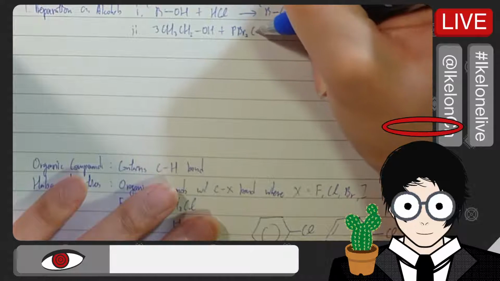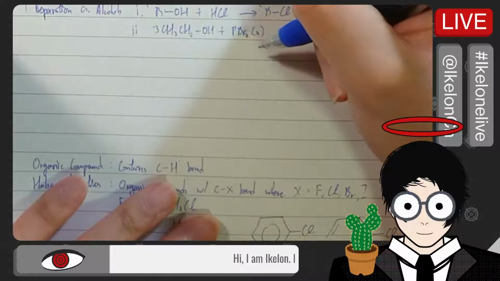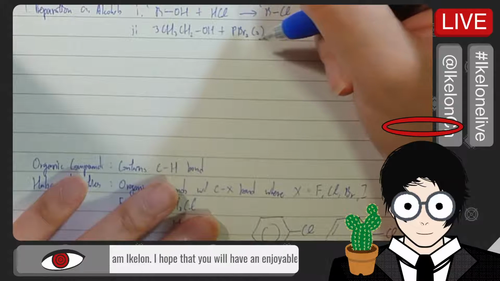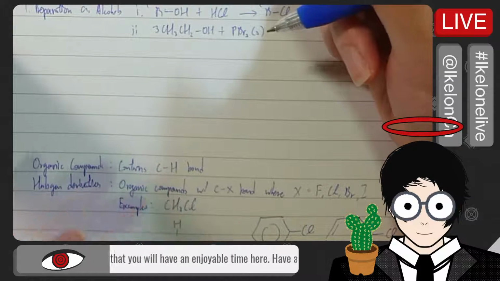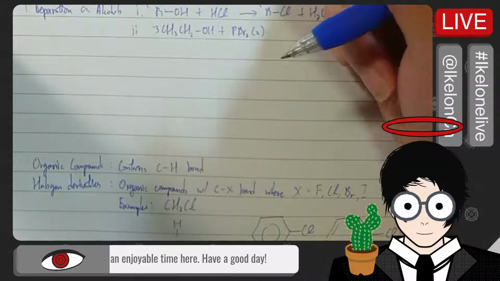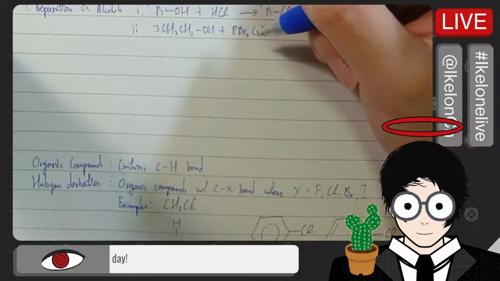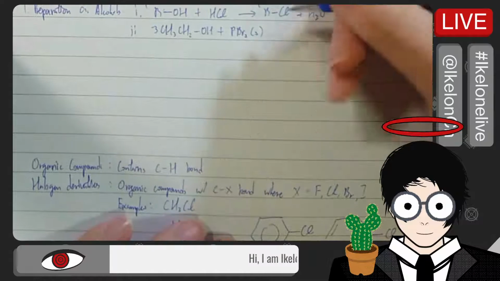PBr3, solid. I'm not sure if you have to write the state symbol for all of them, but I'll just write it here to remind you that the pentatrihalide has to be anhydrous because it can react with water. So you want it to be in a solid form, otherwise it will not react with the alcohol, it will just react with the water.